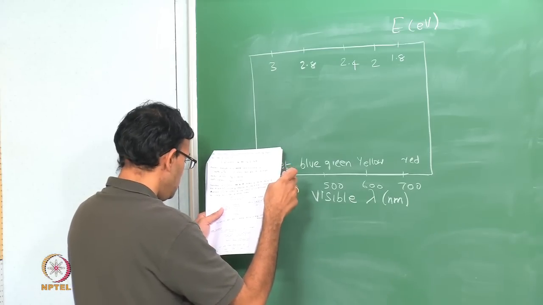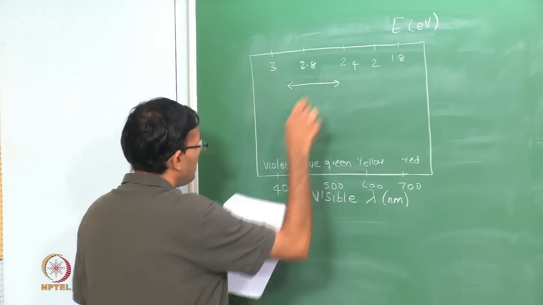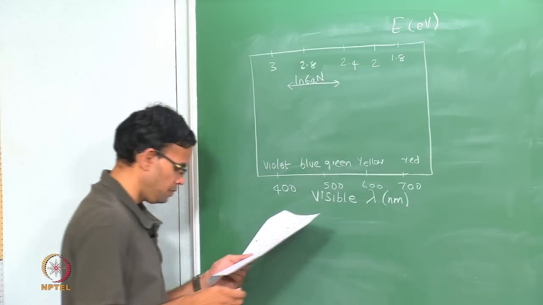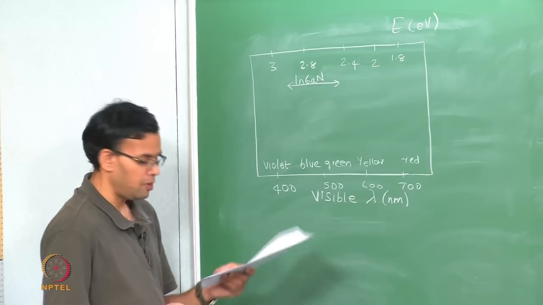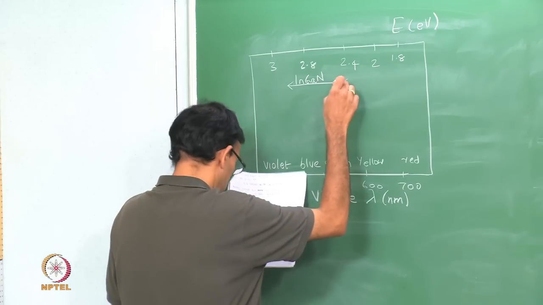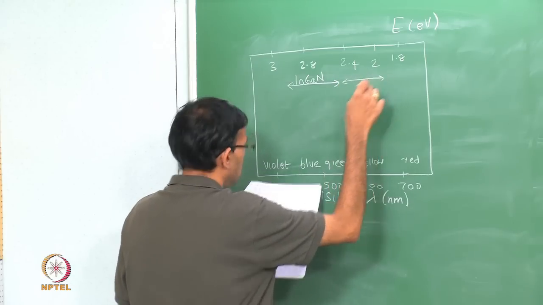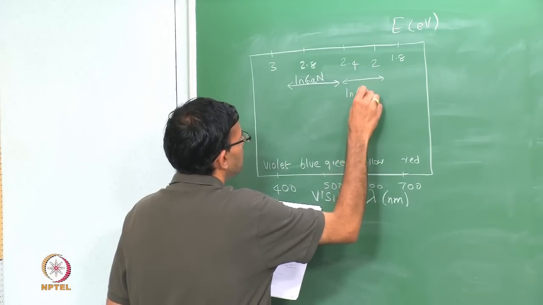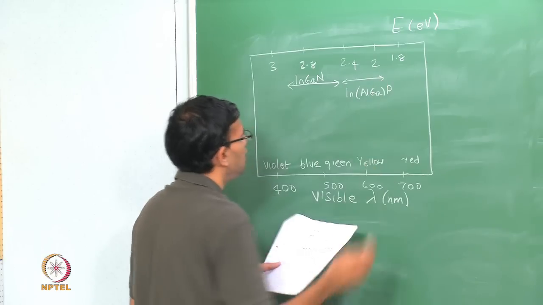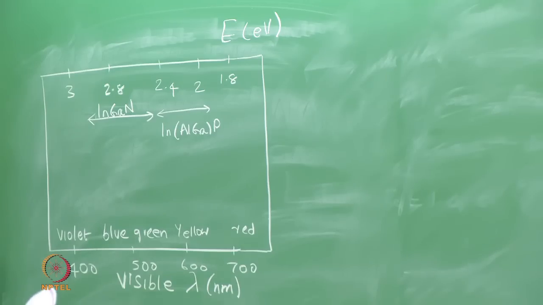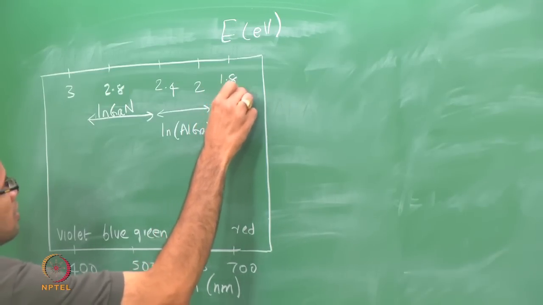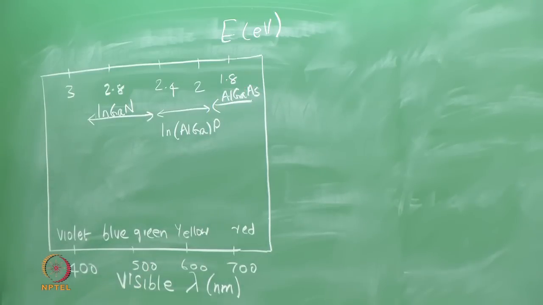So, within the blue region, typically you can use an indium gallium nitride based material for a slightly lower band gap. You have indium based with aluminum gallium phosphide. So, it is an indium phosphide doped with aluminum and gallium. Already saw AlGaAs that has an energy around 2 electron volts depending upon the value of x.